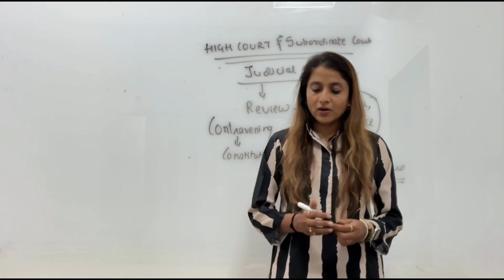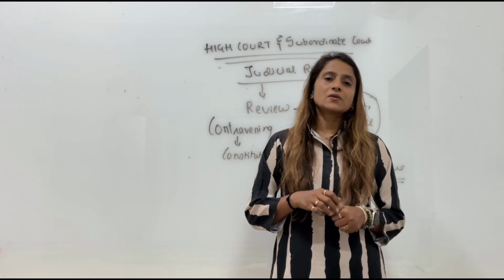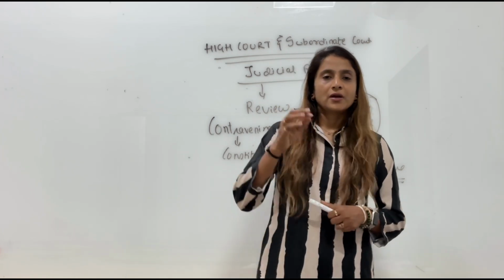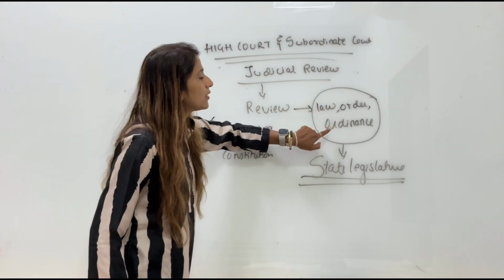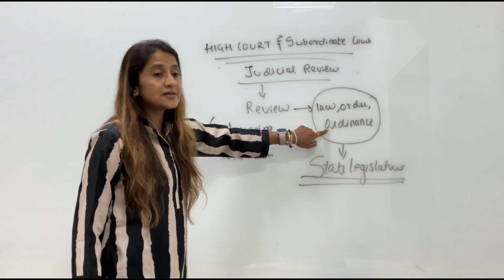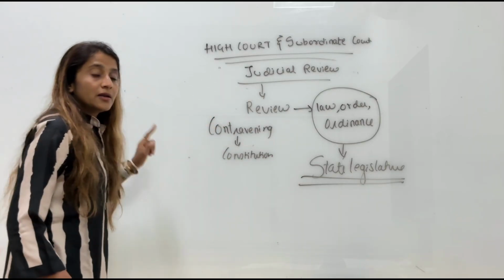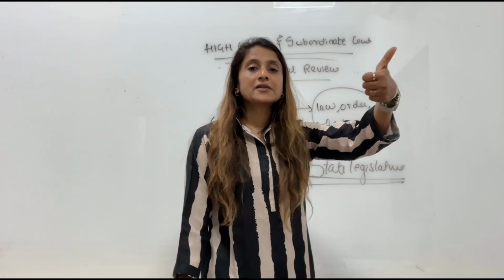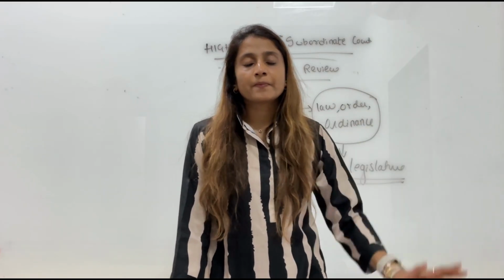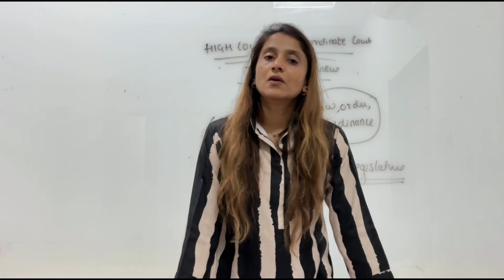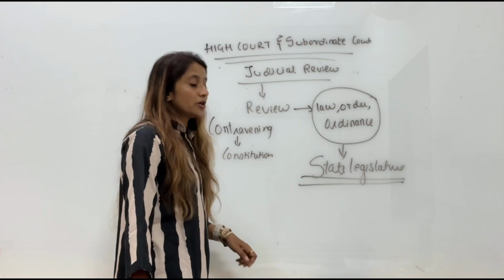They will declare that law as null and void, and will remove it. This power is called judicial review. I'll repeat again: the High Court has the power to review any law, order or ordinance passed by the state legislature. And if they find that the law is contravening the constitution or violating a fundamental right, they will declare that law null and void. This power of the High Court is called judicial review.